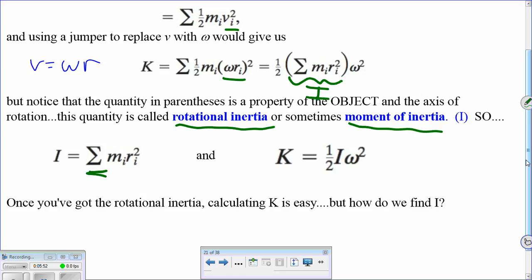Once you know the rotational inertia of an object, calculating the, I'm going to call this Kr, as in rotational kinetic energy, okay, because that's what we're talking about now, right? The kinetic energy of an object that's rotating. So once you know what this I is, calculating this rotational kinetic energy is easy. It's just 1/2 times whatever your I is, times your angular velocity squared. So it's very similar to 1/2 mv squared, except we're dealing with rotational quantities. But then the question becomes, how do we find out?